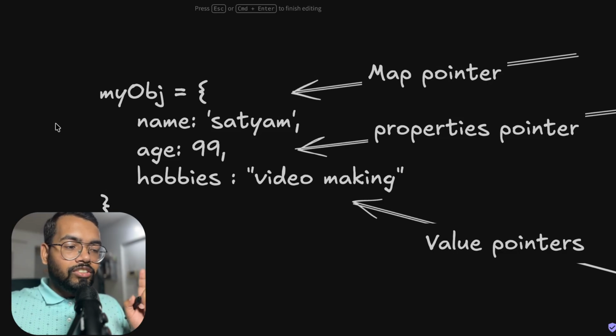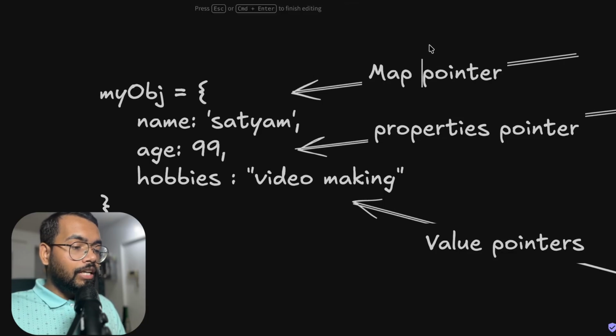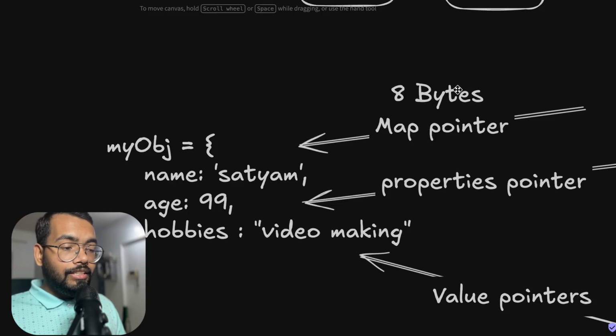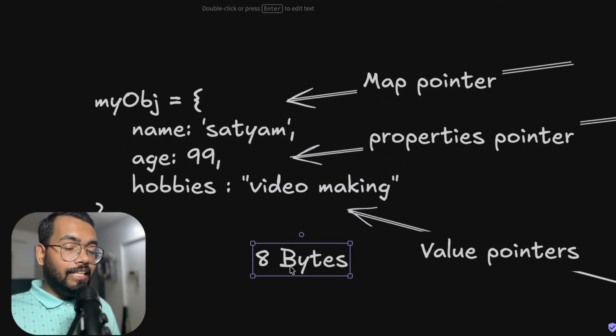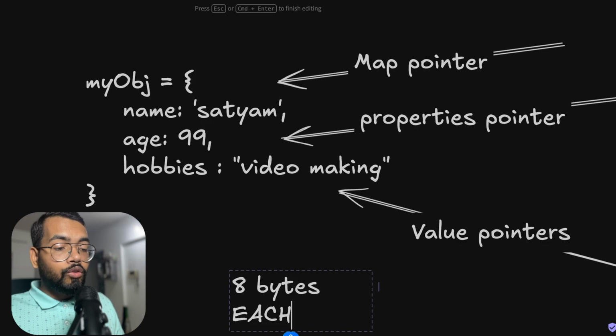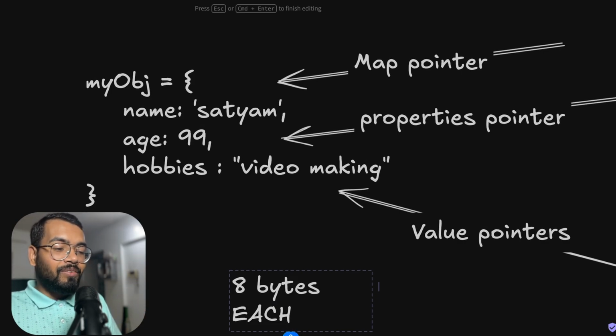So you can see that when you have lots and lots of objects in your program, the space taken by these pointers will be huge, because each pointer takes around 8 bytes of space. This map pointer will take around 8 bytes, this properties pointer will take around 8 bytes, and this value pointer will also take around 8 bytes. So each pointer takes 8 bytes in memory to be stored, and you can now guess how much space these pointers will take when you have thousands of objects in your program.